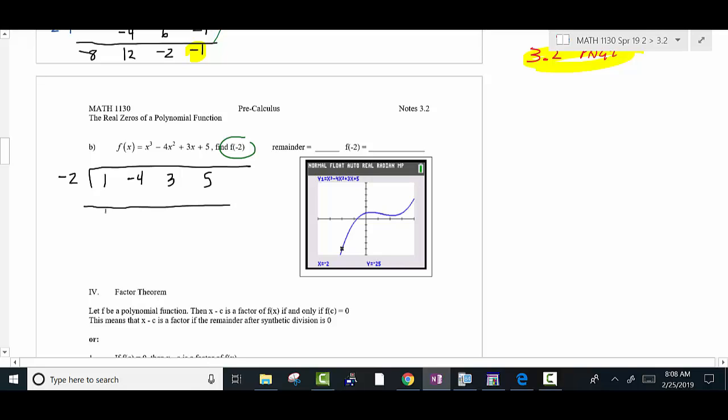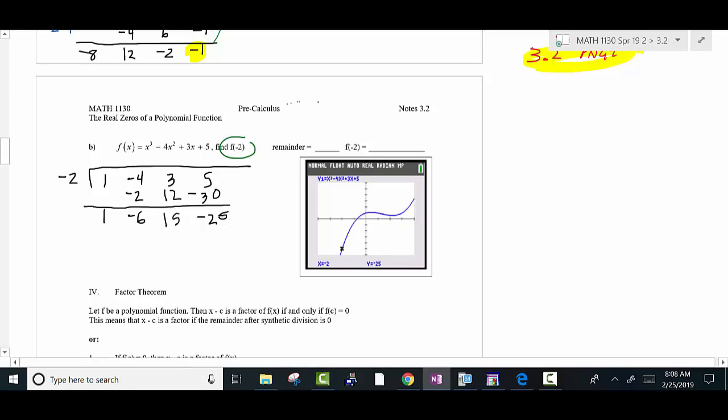So again, you always bring down the 1, then you multiply. Negative 2 times 1 is negative 2. Add the column, that's negative 6. Multiply, negative 2 times negative 6 is 12. Add the column, that's 15. And then negative 2 times 15 is negative 30. So that would end up giving negative 25. Does everybody understand what I'm doing on the synthetic division? Okay, all right, that's pretty easy to do.